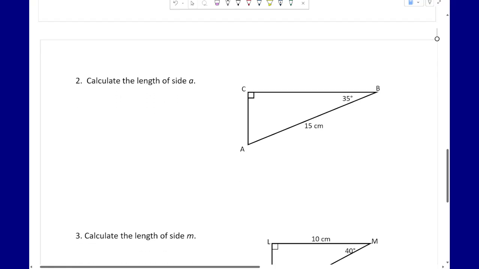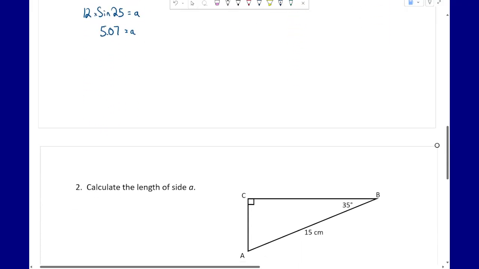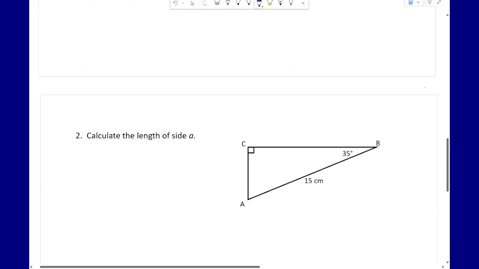For number 2, again, calculating side length A, here we don't see anything labeled. If we're asked to find a side length, and we're told A or B or C, we want to look at angle A. Side length A is going to be across from angle A. So if this is angle A, this is side length A. This is the side length we're looking for.